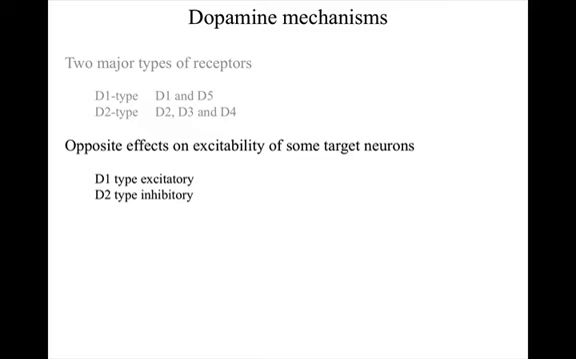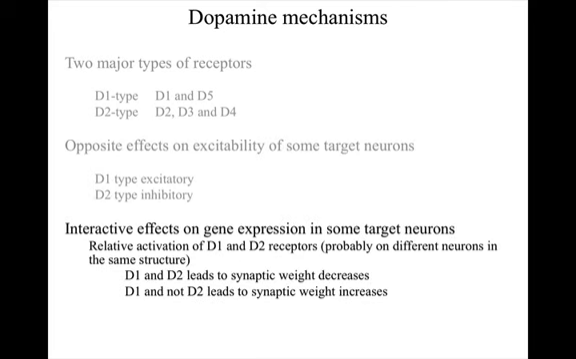Then, in addition, dopamine can have opposite effects on different neurons depending on the type of receptors and where they're located. These different types of receptor play an important role in synaptic weight changes, which complicates the relatively simple picture I drew earlier, because depending on the relative activation of different receptors, synaptic weights can increase or decrease.